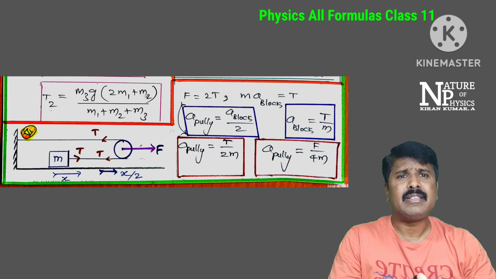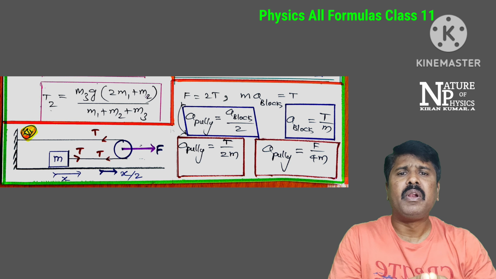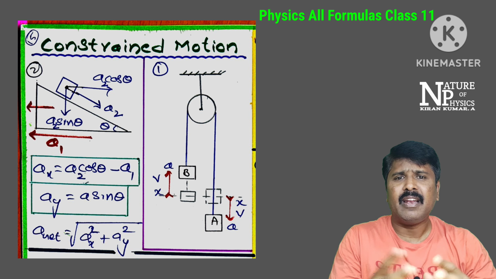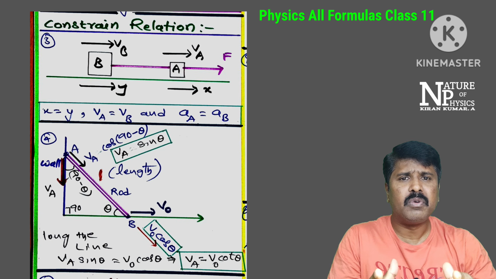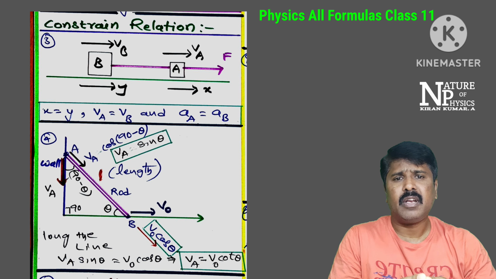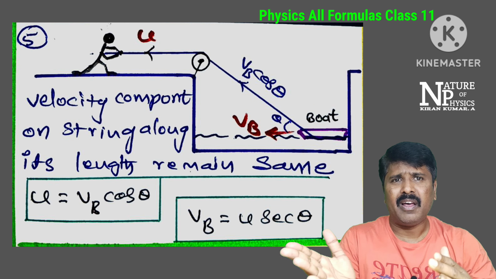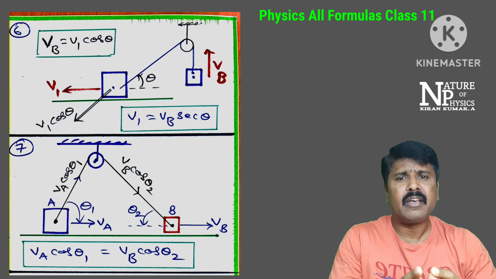And also a block is connected with a pulley and connected to the rigid support, and acceleration of the pulley and acceleration of the block relations I gave you, and constrained motion clear derivation including diagram I gave you, different cases also I gave you, student. Okay, so here rate of change of displacement is called velocity, rate of change of velocity is called acceleration. Okay, so different velocity resolved into 2 components, based on that different diagram derivation related formulas I gave you, very useful formulas. Constraint motion I gave you, student.